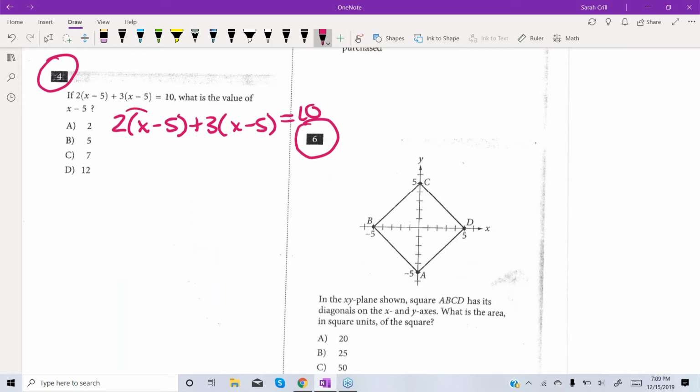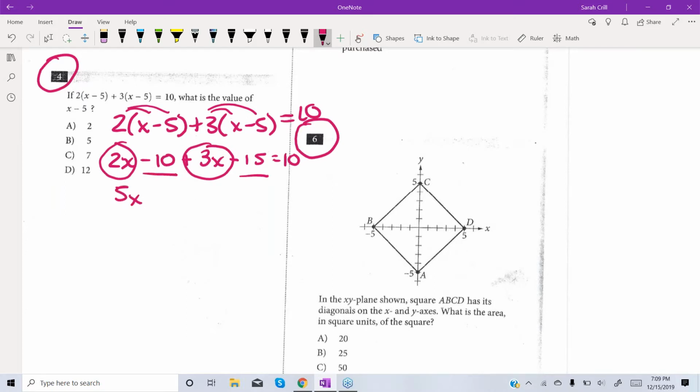So the first thing that I would do would be to distribute these numbers. It would be 2 on those and 3 on these. So that would be 2 times x is 2x. 2 times negative 5 is negative 10, plus 3 times x is 3x. 3 times negative 5 is negative 15, equals 10. Then we're going to combine our like terms. So 2x plus 3x is 5x. Then negative 10 minus 15 is negative 25, equals 10.